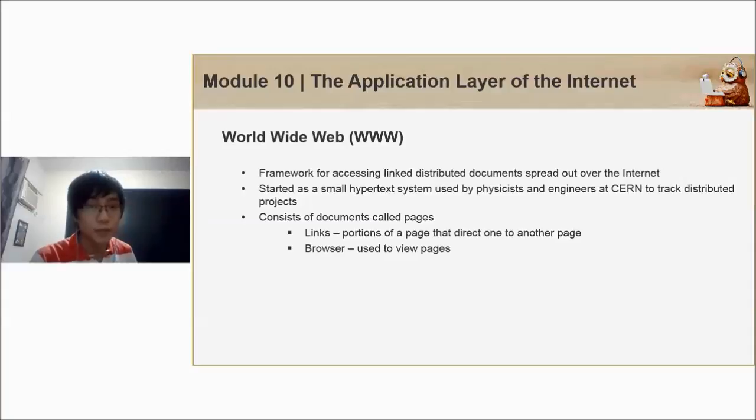Now let's proceed with the World Wide Web. This is a framework for accessing distributed documents on the internet. Initially it started as a small hypertext system used to track shared projects across different locations. It consists of documents called pages, and in these pages there are links, which are portions of a page that direct to another page.